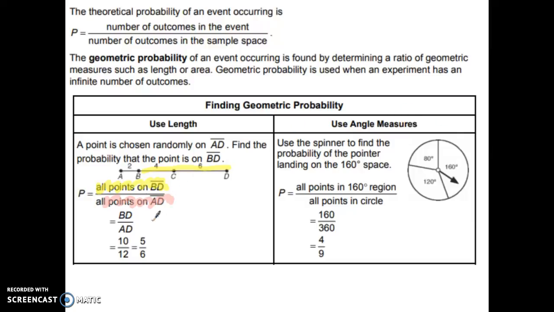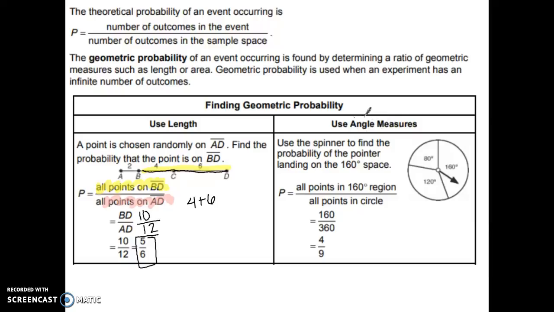So for example here, BD, we have B and we have D. That's 4 plus 6, so that's going to be 10. Over all of them in total, that's 4 plus 2 is 6, plus 6 is 12. So it's going to be 10 out of 12. We will be reducing that to 5 out of 6. For all of these, you do need to reduce them as much as you can.